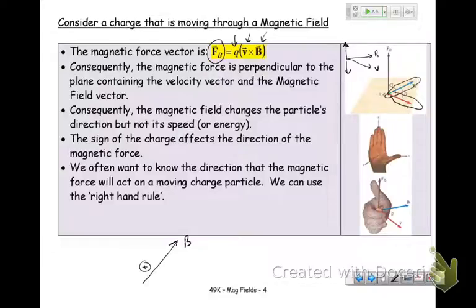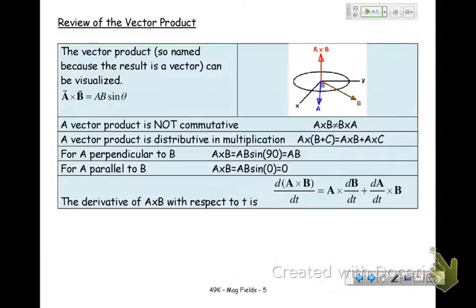Then we often want to know the direction of the force the magnetic field will exert on a moving charged particle. We can use the right-hand rule. And there are two versions of the right-hand rule, and I just showed you them both. Okay. Let's review a little bit. These are the same notes I showed you in Physics 1. These are the cross-product notes.